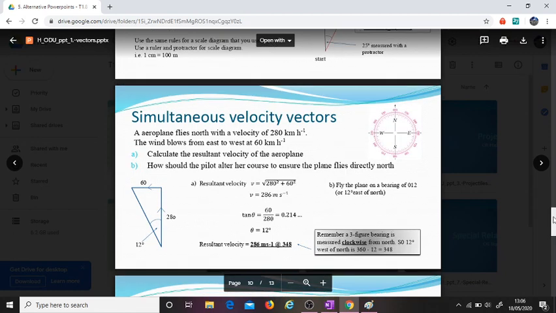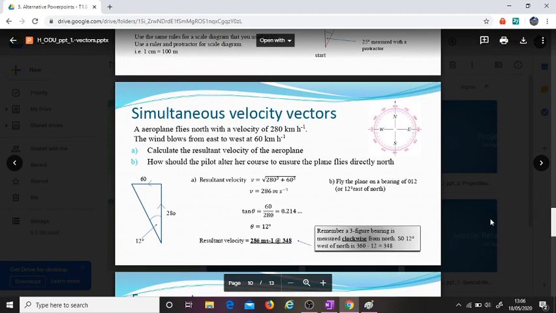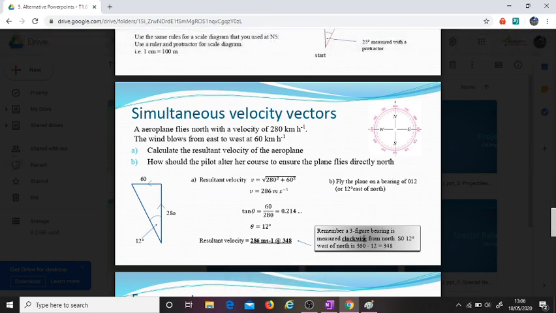Other than our first problem, which was in terms of displacement, you can also do this for velocities. If you've got something flying north with a velocity of 280 kilometres per hour, and then a wind that's blowing from east to west, it's going to affect the direction of the plane, pushing it along this way here. What you can do is work out the resultant velocity because of this wind, and it's exactly the same process using Pythagoras, it's just that you're dealing with velocities and not displacements.